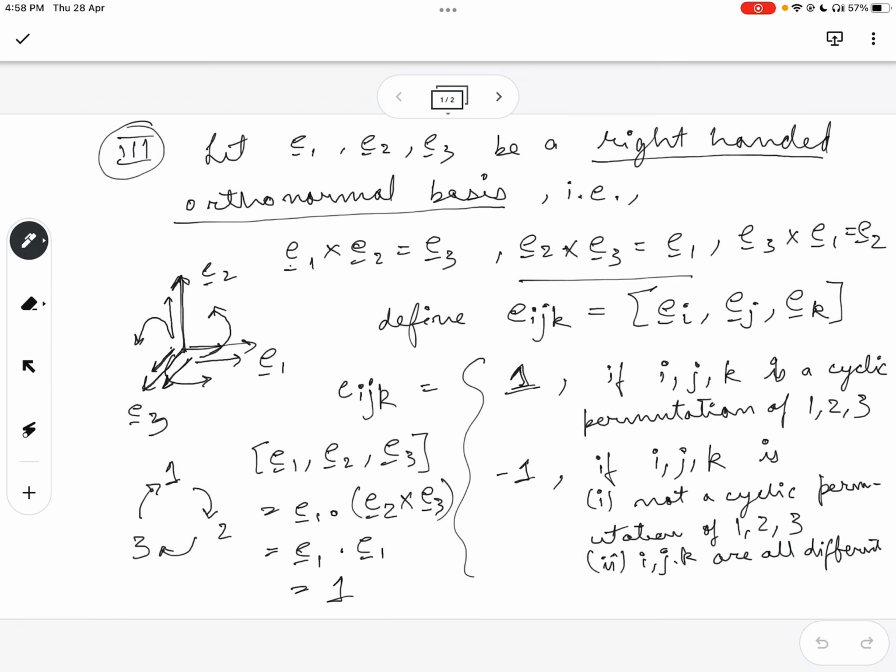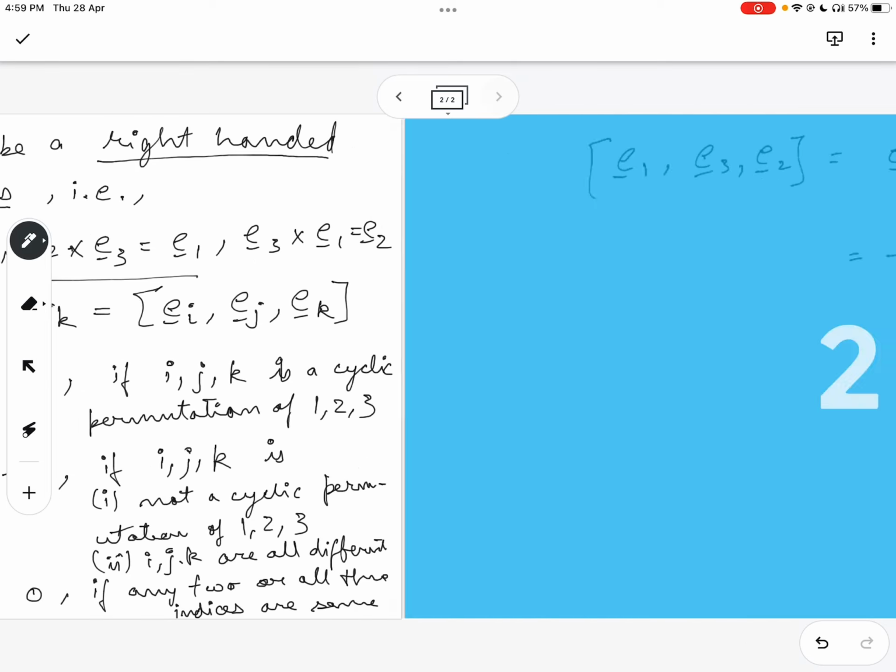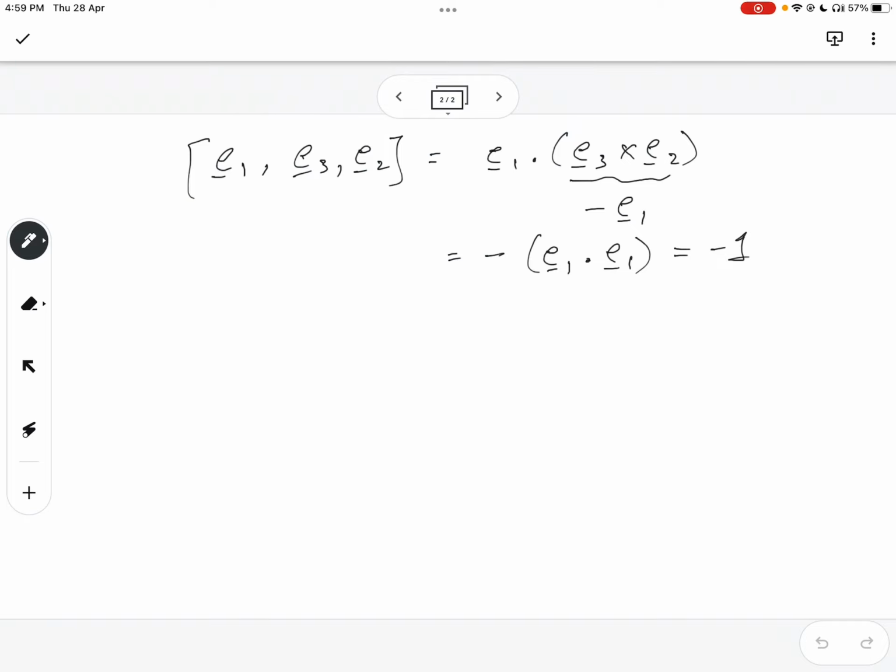Coming back to completing the definition of Eijk, this is 0 if any two or all three indices are same. From the property we looked at, when two of the vectors of the box product were same, then the box product was 0. So this 0 value comes from that property.